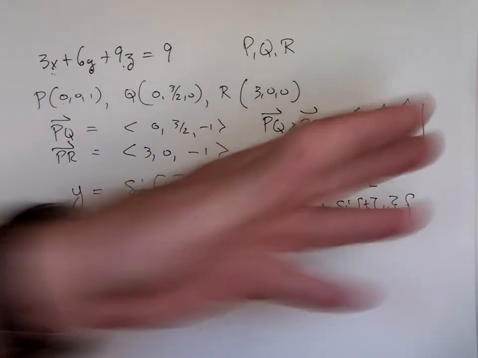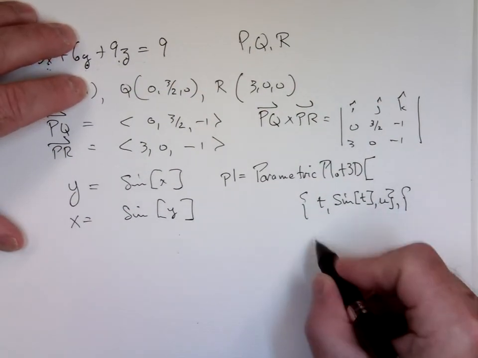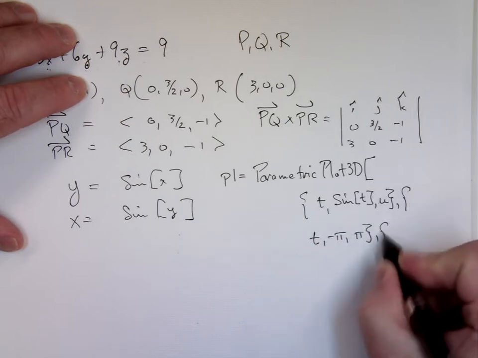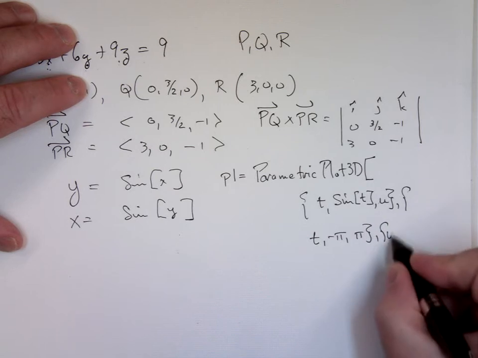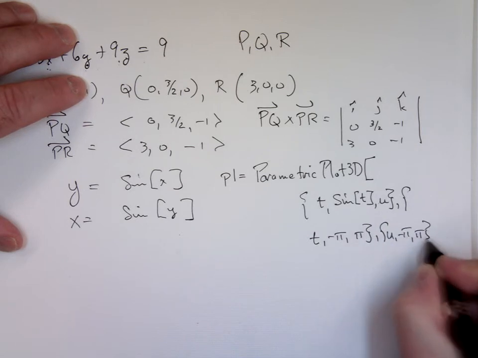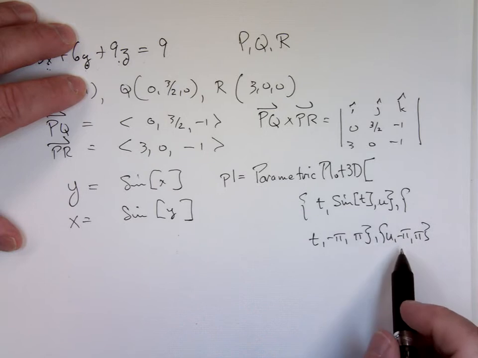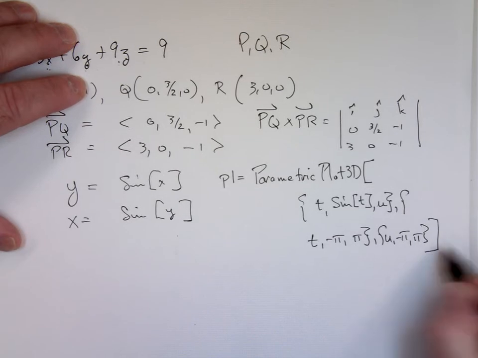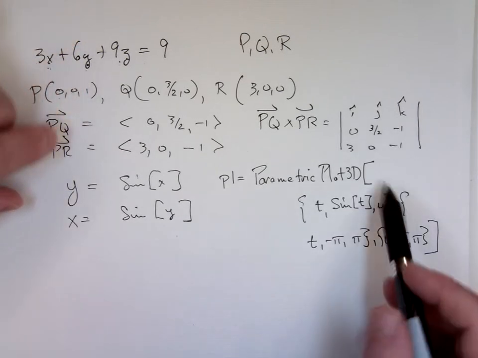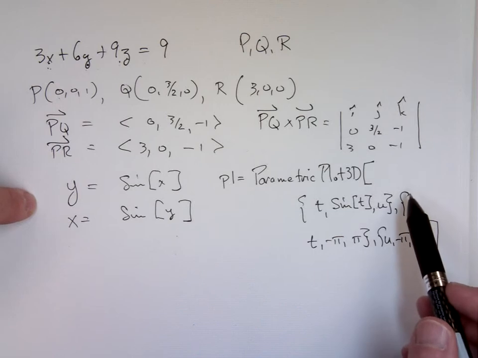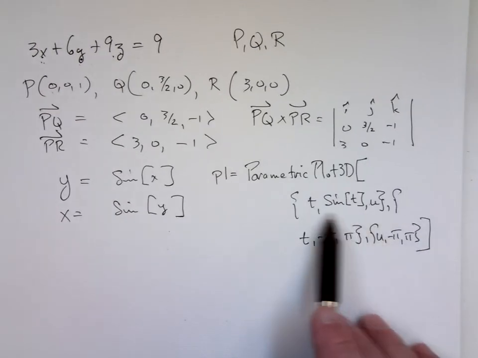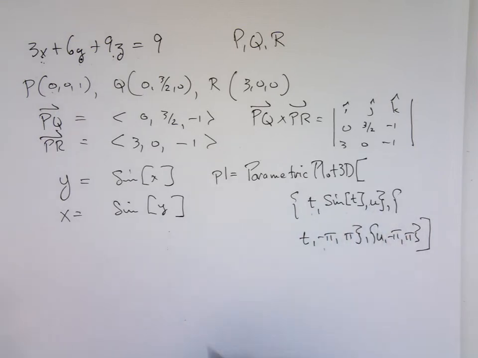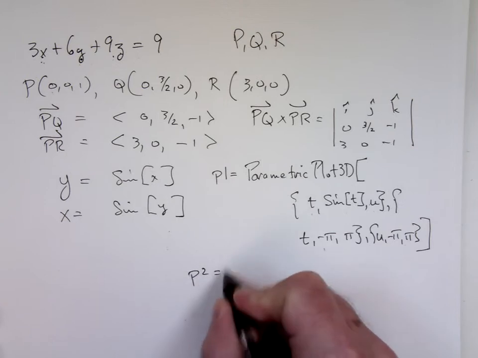Anyhow, you give it some T values here. T goes from negative pi to pi. U goes from negative pi to pi, say. And close up that. Where's my ParametricPlot? T, sine T, U, and then T goes there, U goes there. Okay, that's P1. And then P2 is going to be a ParametricPlot.